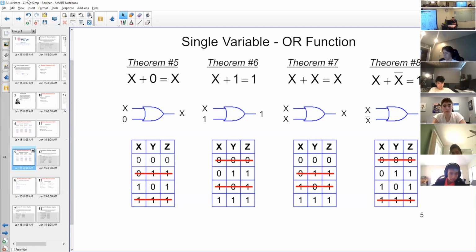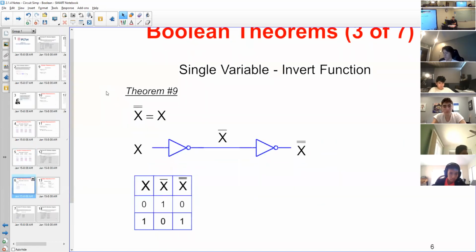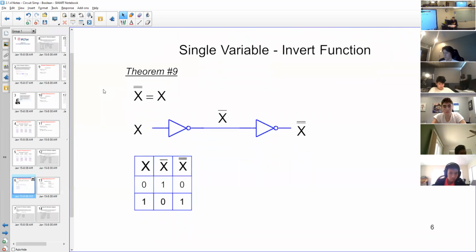All right, so let's look at number 9 on your list. And this is something you haven't seen before. So this is like a double inverter, all right? To have a double inverter, that's like saying you've got a not. If you have a line over an X, that means not X. If you have a double line, that means it's not not X. It's like two nots, a double negative. So circuit-wise, you have X, you put an inverter, so now it's not X. You do another inverter, so now it's not not X.